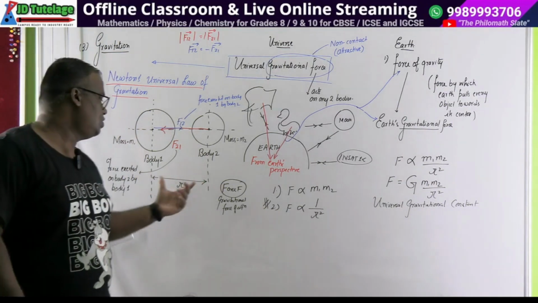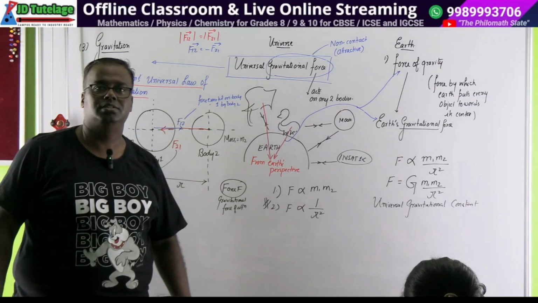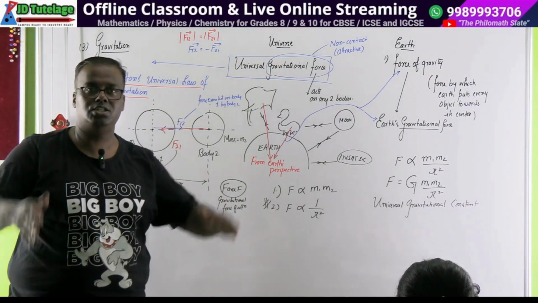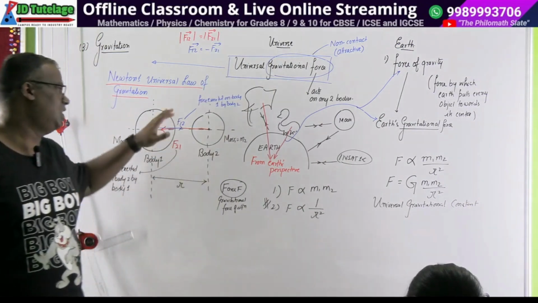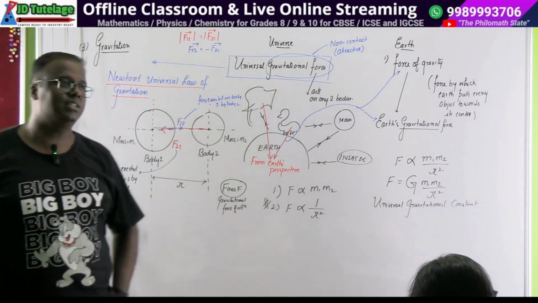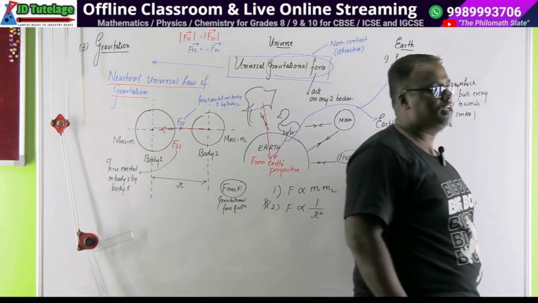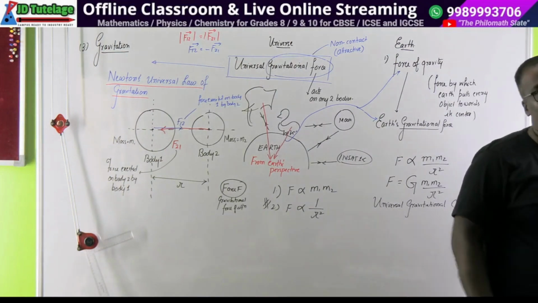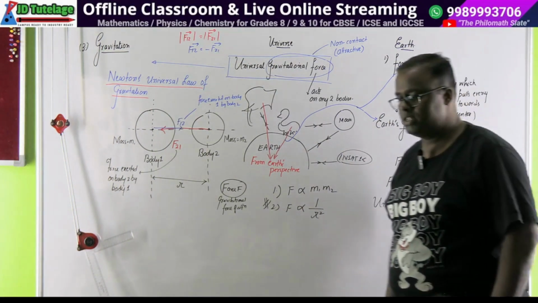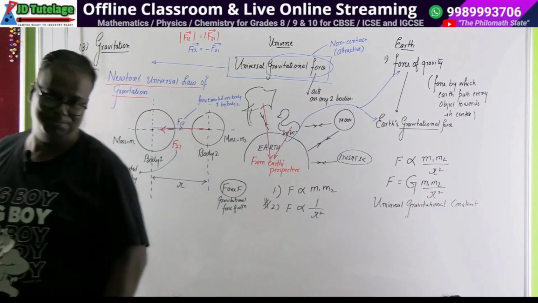R is the distance of separation between the two bodies measured from center to center. The distance is always taken center to center because we are now taking spherical bodies just for our understanding. So you can write like this: Newton's law of gravitation states that every body in this universe attracts every other body with a force that is directly proportional to the product of their masses and inversely proportional to the square of the distance between them.